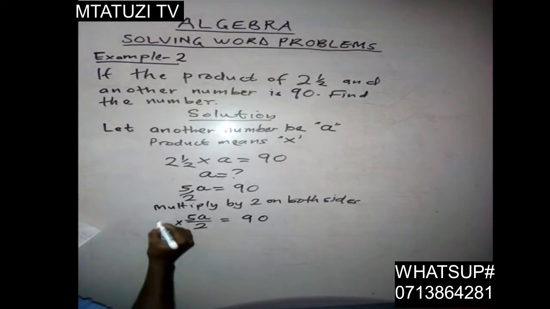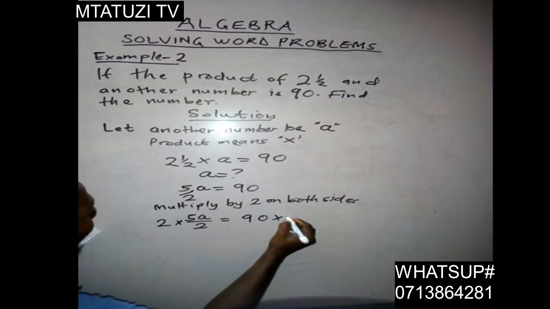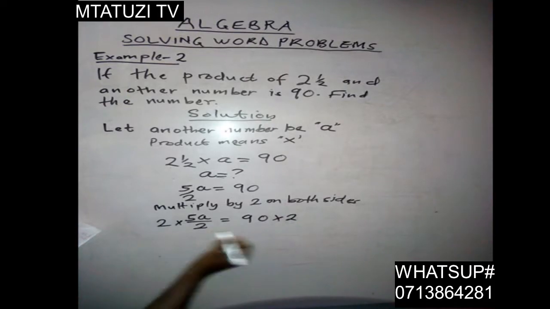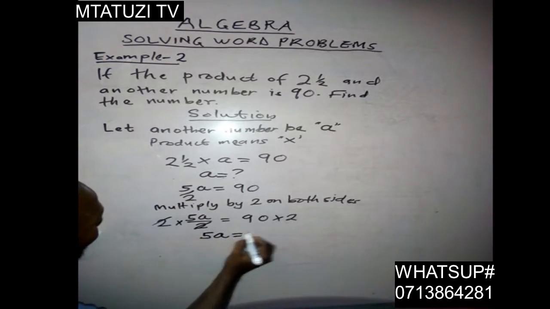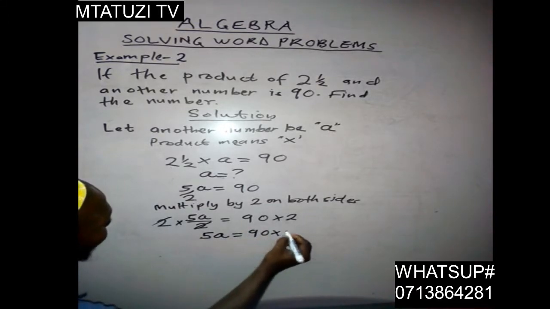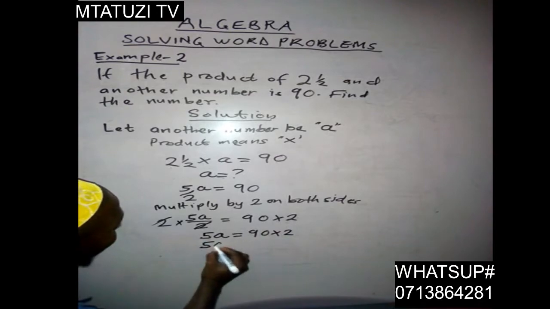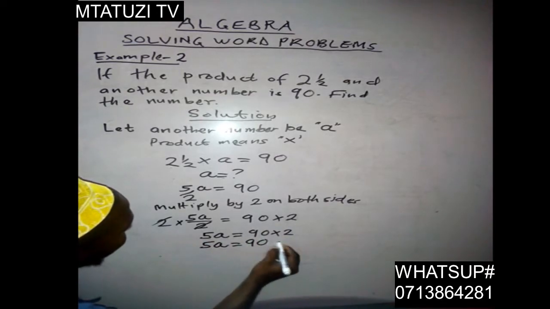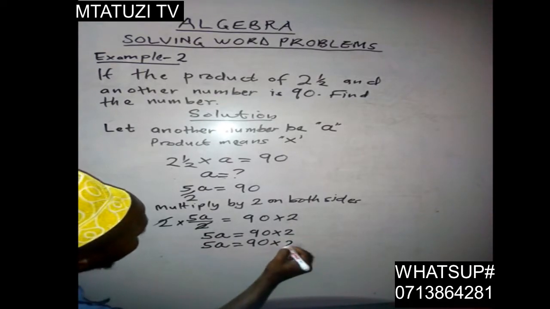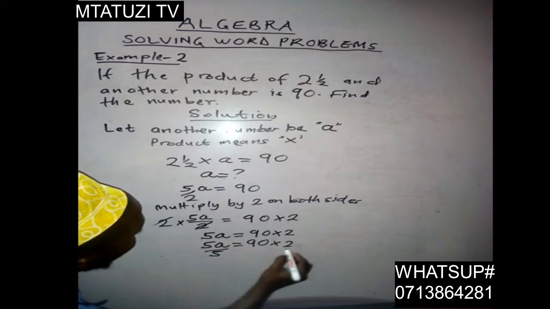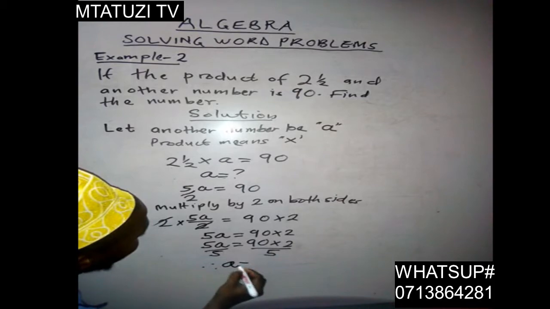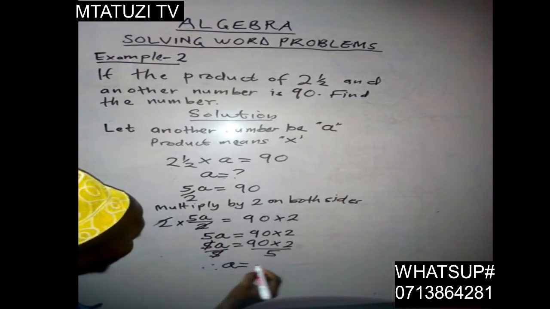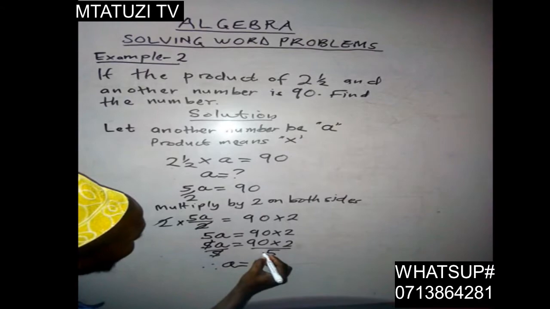So here, times 2 times 2. So the 2 and 2 cancel, remains 5A is equal to 90 times 2. In order to get A, we have to divide by 5 on both sides. So therefore, we will get A is equal to, 5 and 5 cancel, remain A.